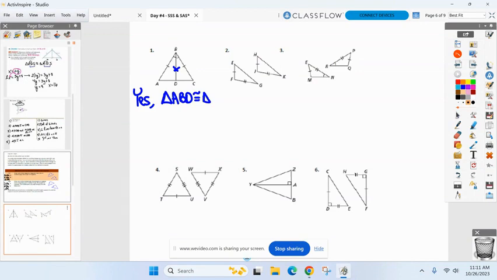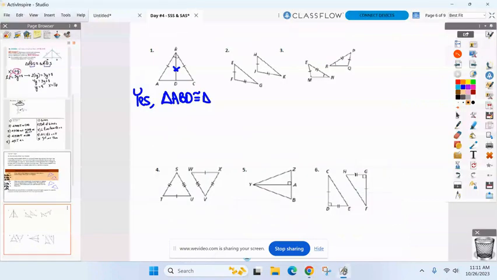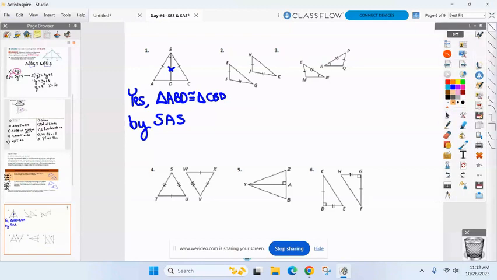If we call the first triangle ABD, the second triangle will be called CBD. Good job. And the third part of these problems is by what method? What reason? You only have two. SAS, side, angle, side. Does everyone see the side, angle, side? All right, going on to number 2 now.